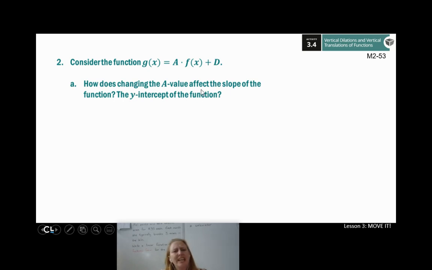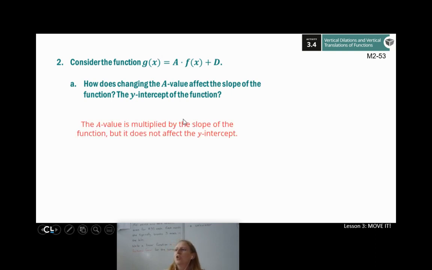So how does the change in a value affect the slope of your function, and how does it affect the y-intercept of the function? Hit pause, write down your thoughts, hit play when you're ready to check your work. So I said that the a value is multiplied by the slope of the function, but the a value doesn't actually affect your y-intercept.